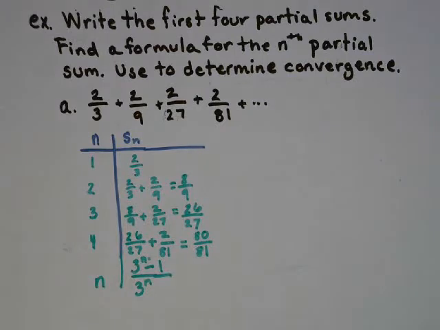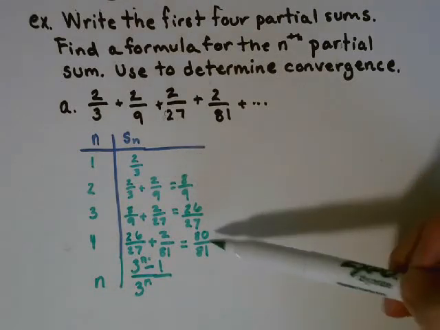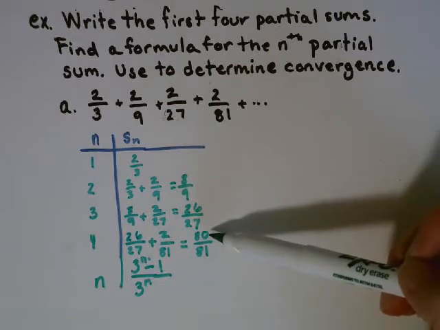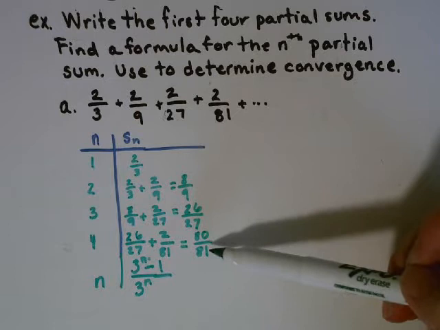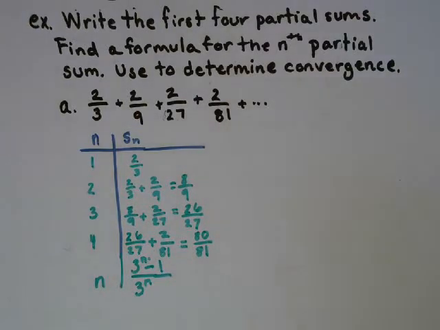Well, what we're looking for here is, are the partial sums reaching a limit? And it should be fairly obvious that, yeah, they are. These numbers are getting bigger, but they're never going to be bigger than 1. This number here is always going to be 1 less than the denominator. So it's going to get incredibly close to 1 without ever reaching that.